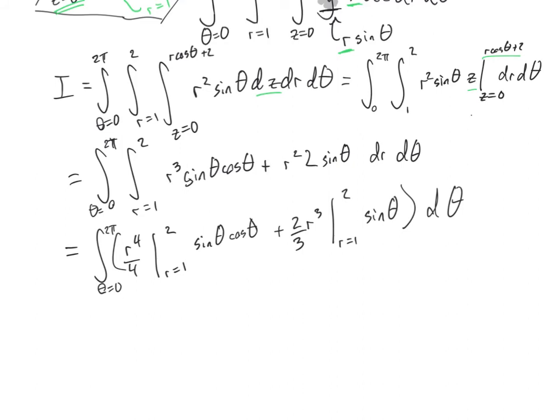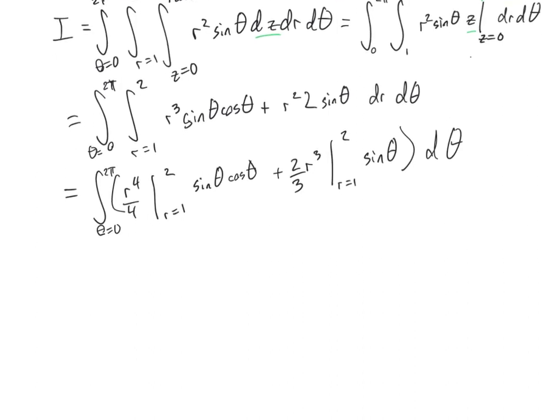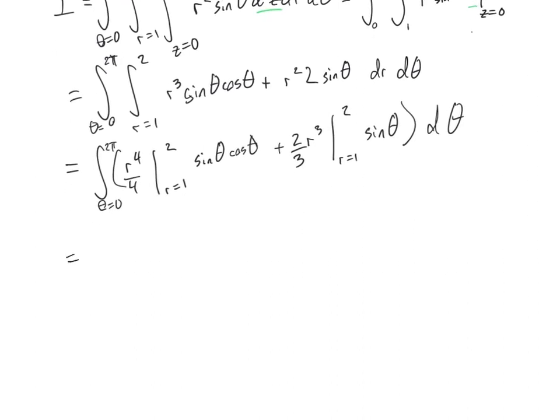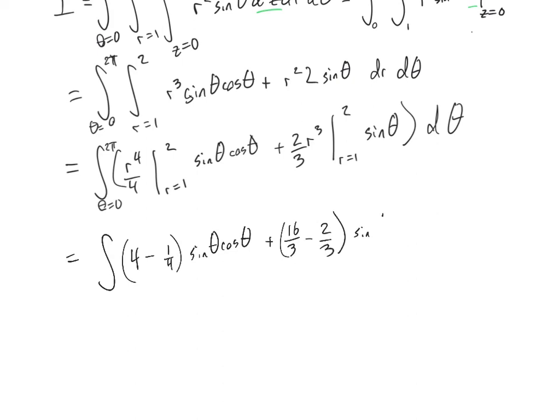Okay? So plugging in r equals 2 and r equals 1, you should get something like, let's see, r equals 2: 4, 8, 16. 16 divided by 4 is 4, minus a fourth, times sine theta cosine theta, plus 2 thirds r cubed, so 2 cubed is 8, 8 times 2 is 16 thirds, minus 2 thirds, sine theta d theta, and theta is going from 0 to 2 pi.